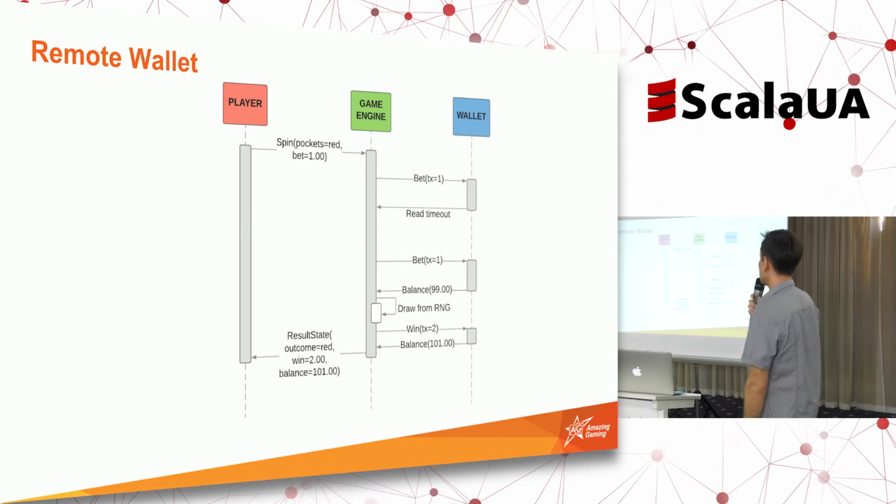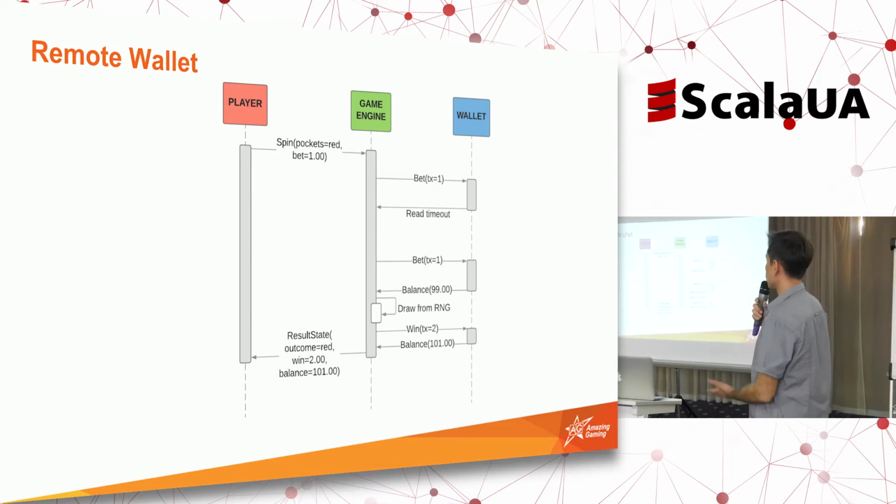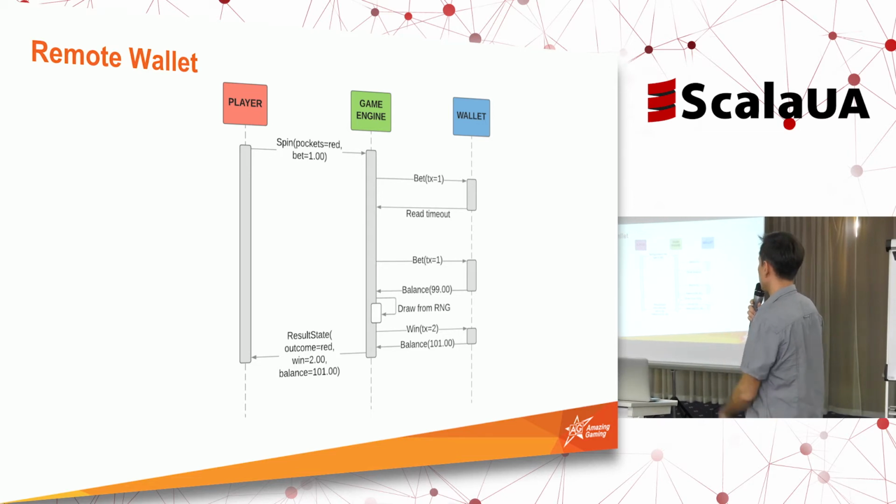So let's think what can go wrong now when we have a wallet module remote compared to the game engine. Obviously, we now have an unreliable network between game engine and wallet. There can be read timeouts. So, for example, in this situation, we will probably have to repeat a bad transaction once again until we get the successful result.